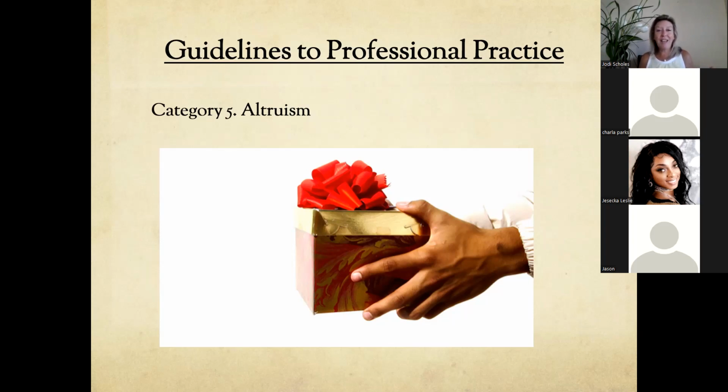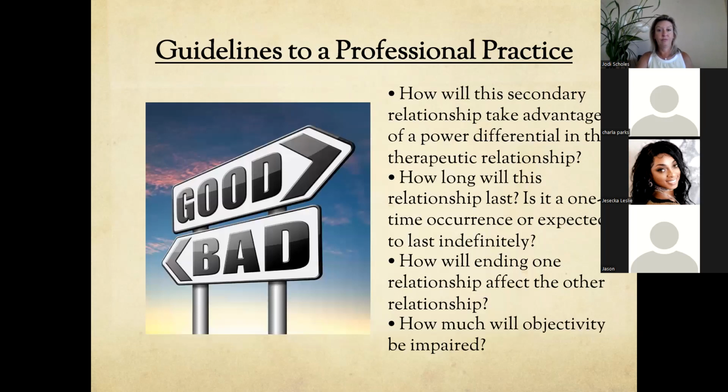If you really, really want to date them, they can't be a client. It's just not fair to them. You have such the upper hand. They cannot be a client. So you get to pick: date them or they're a client. All right, so these are questions we can ask about the secondary relationship. Is their objectivity impaired? All of these are part of your guidelines to maintaining a professional practice.